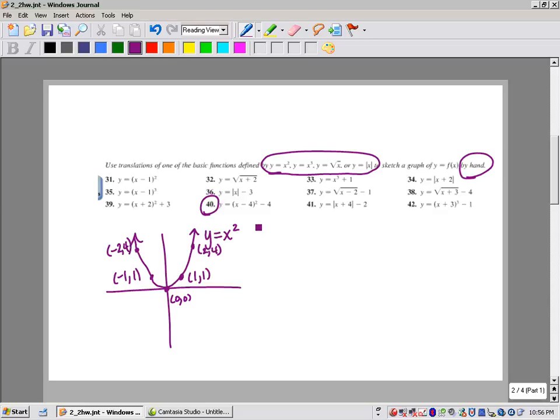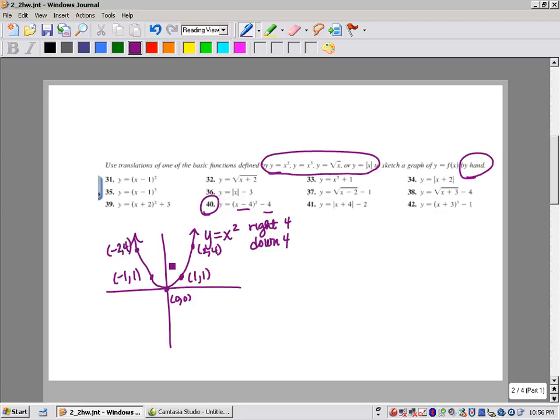Now, what does this new function say to do? We're going to sketch the graph of y equals x minus 4 squared minus 4. So we have to know how this function transforms the basic function. We have an inner change and an outer change, so we have a combination of horizontal and vertical shifts. The horizontal shift comes from the inside change. Remember that x minus 4 inside is going to shift it right 4. And the outside change does the vertical change, and it is going to be down 4.